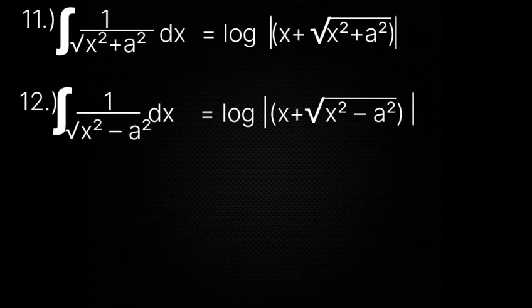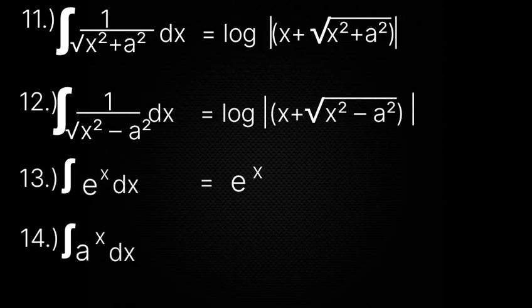On the other hand, if it's the square root of x squared plus or minus a squared, the result is log of x plus that exact square root term. Finally, let's look at exponential functions and the famous product rule. The integral of e to the x remains e to the x, while a to the x becomes a to the x divided by log a.